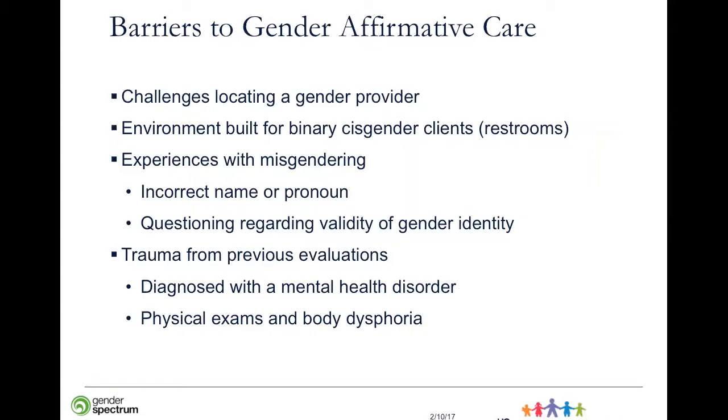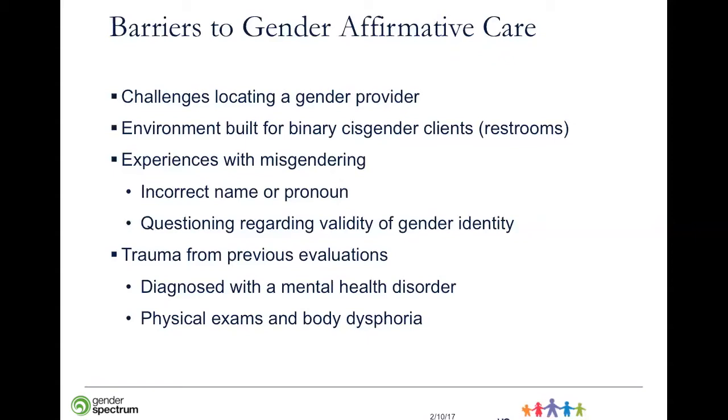And they might have had trauma from previous evaluations. Sometimes kids and parents have already accessed a mental health provider, for example, because the child experienced distress or depression or anxiety, and this may or may not be related to their gender identity. However, they might end up with a diagnosis of depression, anxiety, gender dysphoria, and that simply having that mental health diagnosis indicates that they have a disorder, and that can be incredibly unaffirming for a young person.